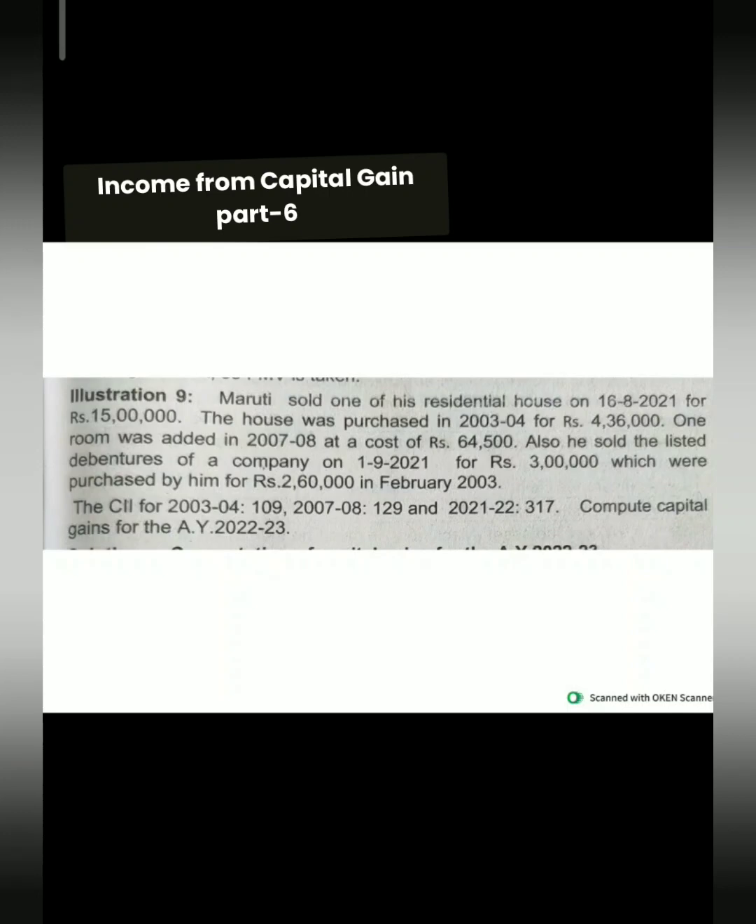Also, he sold the listed debenture of a company on 1/9/2021 for Rs 3 lakh, which was purchased by him for Rs 2,60,000 in February 2003. The CII for 2003-04 is 109, 2007-08 is 129, and 2021-22 is 317. Compute capital gain for the assessment year 2022-23.